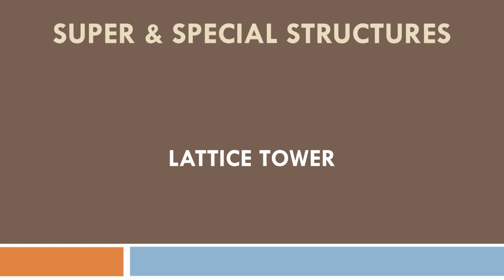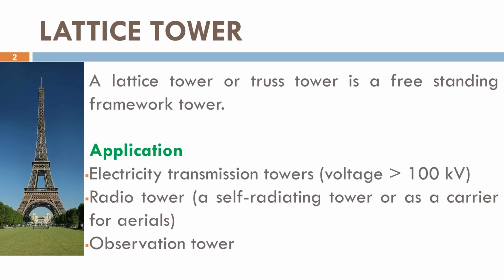during lattice tower construction. A lattice tower is a freestanding framework tower made of steel members arranged in a truss pattern. The open framework reduces wind pressure and provides high strength with less material. Lattice towers are widely used for high-voltage electricity transmission lines, usually above 100 kV. They are also used as radio towers to support communication antennas, and as observation towers where people can safely view surrounding areas. Their lightweight design makes transportation and erection easier than solid structures.